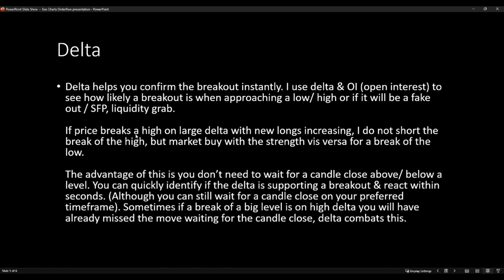Now, generally, I don't ever trade that way, and it's really risky business. But if you were to ever trade that way, delta would be one way that you can have more confidence that your trade will follow through.